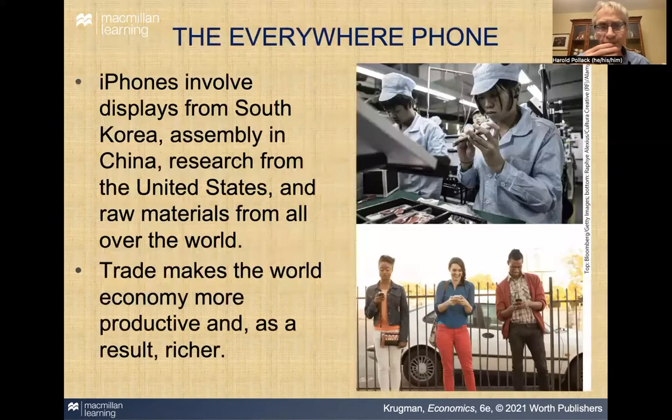Okay, so the iPhone is kind of the classic example. There's no one place in the world where an iPhone is made. The displays come from South Korea. They're assembled in China. Research from the United States, and lots of raw material from all over the world. There's no one place where the iPhone is from. And of course, in many ways, we all benefit from that trade. Although there are some minuses too.